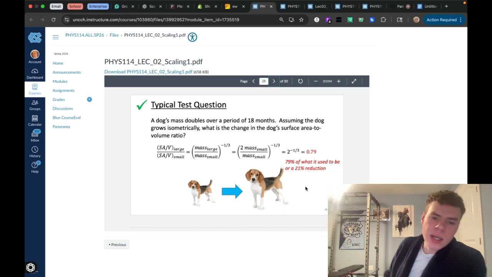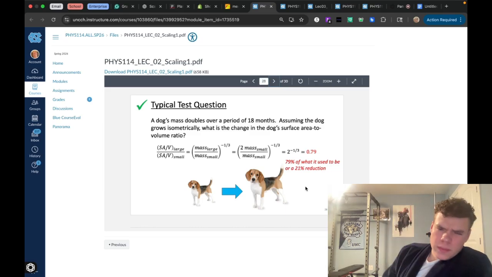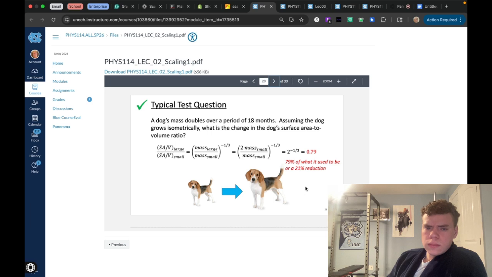All right, yeah, so this is what it's saying. This is the mass of the first dog, and this is the mass of the same dog, but it grows. So it's twice that, to the one third power, and then it's just 2 to the negative one third power. I guess I didn't quite understand the question.